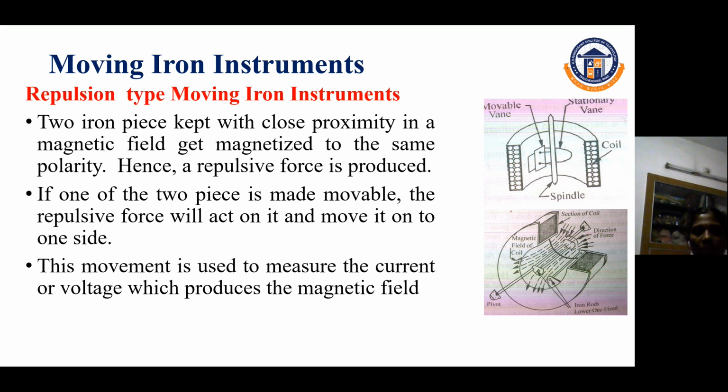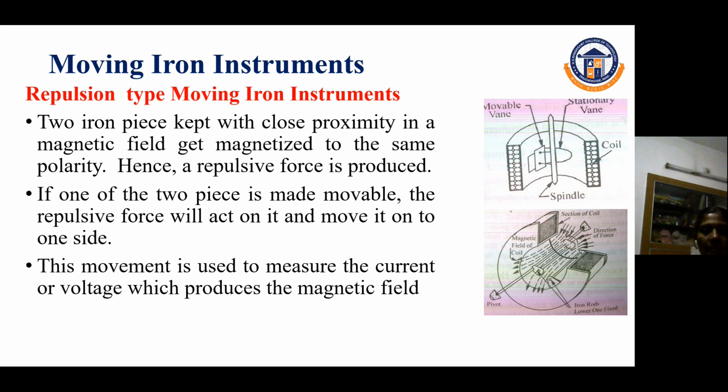Another type of moving iron instrument is the repulsion type moving iron instrument. This is the front view of the cross section, and this is the angled cross section. These are two different pictures from two different angles. Two iron pieces are kept in close proximity. One is a square piece, fixed, and the other will be curved.